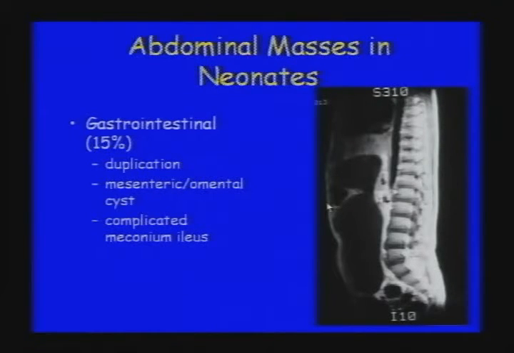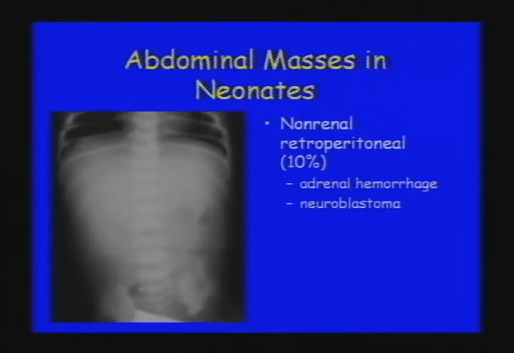Gastrointestinal masses account for about 15%. These can be duplication cysts, mesenteric or omental cysts, or a complicated meconium ileus where there's been some kind of a bowel perforation and meconium pseudocyst. Non-renal retroperitoneal masses account for about 10%, and those can be either adrenal hemorrhage or neuroblastoma.